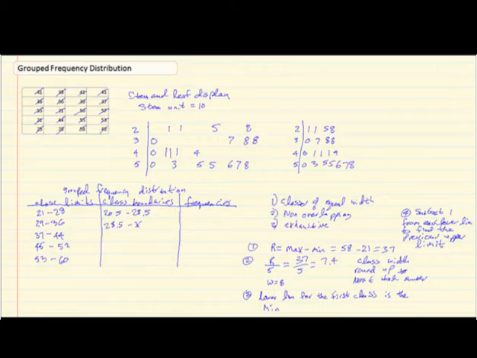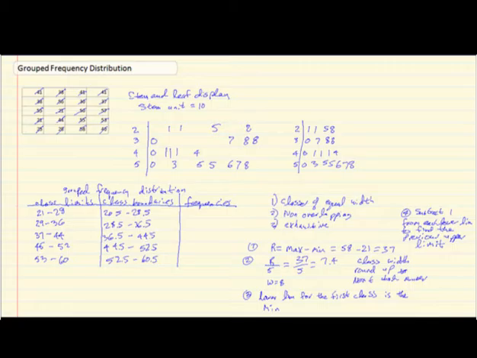28.5 to 36.5. 36.5 to 44.5. 44.5 to 52.5. 52.5 to 60.5. So these are my class boundaries.